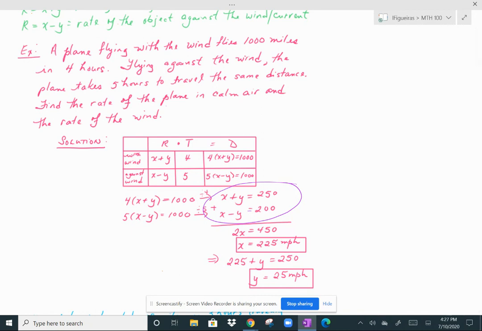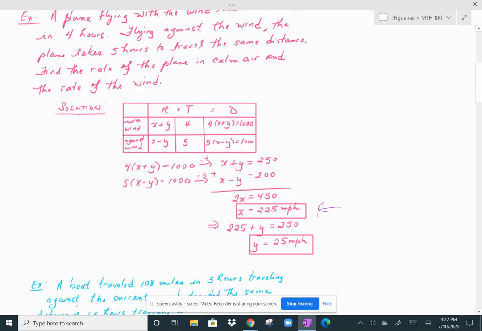So I get 2x equals 450. Divided by 2, you get that x is 225. Remember, x is the rate of the plane. Now we need to find out what the rate of the wind is. So I'm going to plug in here. You can plug into any equation you want, but this one seems pretty easy to work with. So I plug in 225 for x. I subtract it from both sides. You get that y is 25. So the plane is traveling at 225 miles per hour, but the wind is traveling at 25 miles per hour. And that was the question, so you're done.